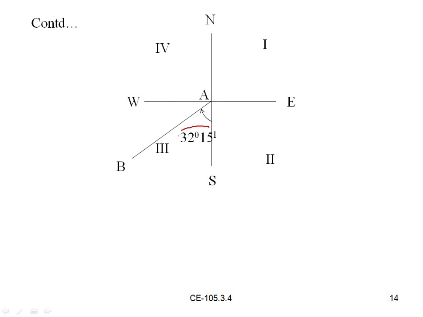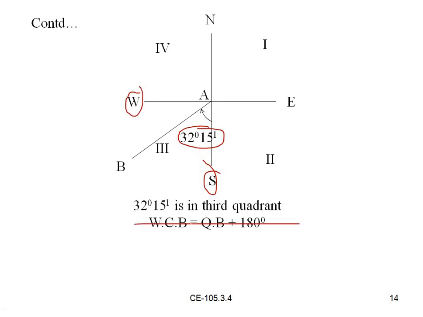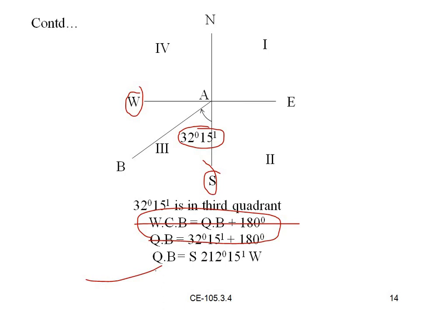And the next one, 32 degrees 15 minutes, is in the direction of south west. So in the third quadrant we have to do plus: whole circle bearing is equal to quadrantal bearing plus 180 degrees. Now it is less than 180 degrees. So if you add this, we will get south 212 degrees 15 minutes west. So as per the condition, in quadrantal bearing we have to do plus, but in the whole circle bearing we have done minus. So the opposite will be each other.